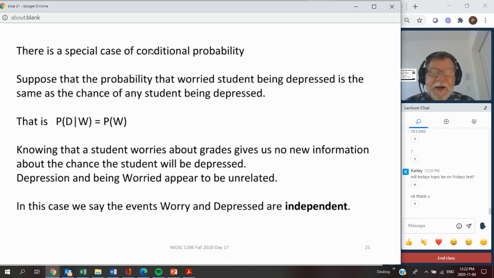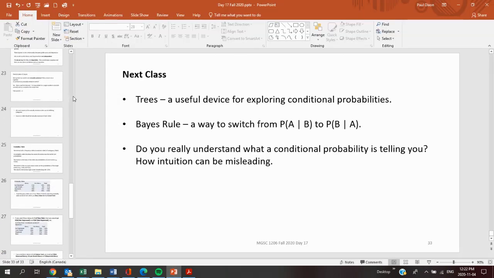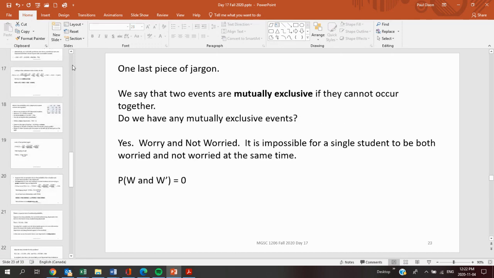But suppose we've got a case. Oh no, I've got a typo here. I'm going to jump out of this and go right into my slides and fix it right there. Where did I do it? Nope.